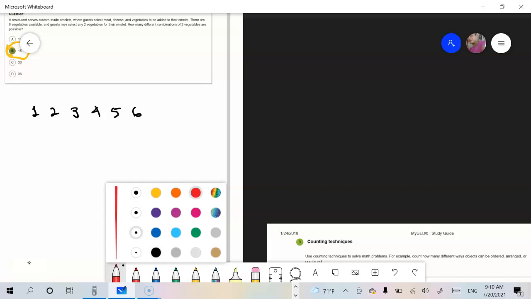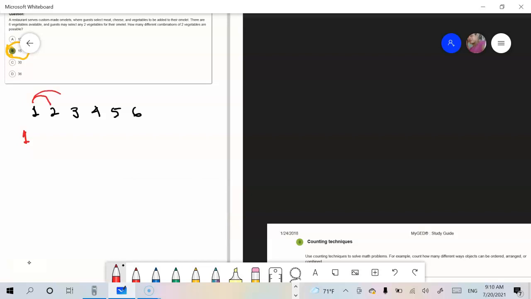So how many groups of 2 with number 1? How many groups of 2 am I going to do? I'm going to do 1 group, 2 groups, 3 groups, 4 groups, 5 groups. So number 1 gives me 5 groups. Now I've combined vegetable number 1 with everything else.